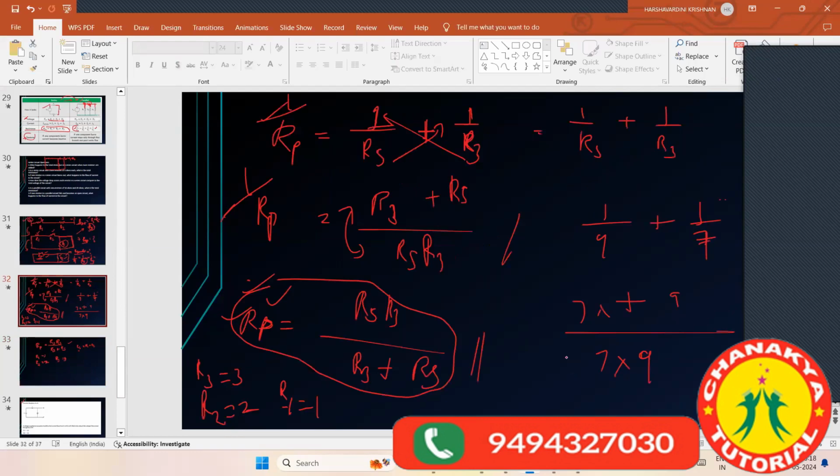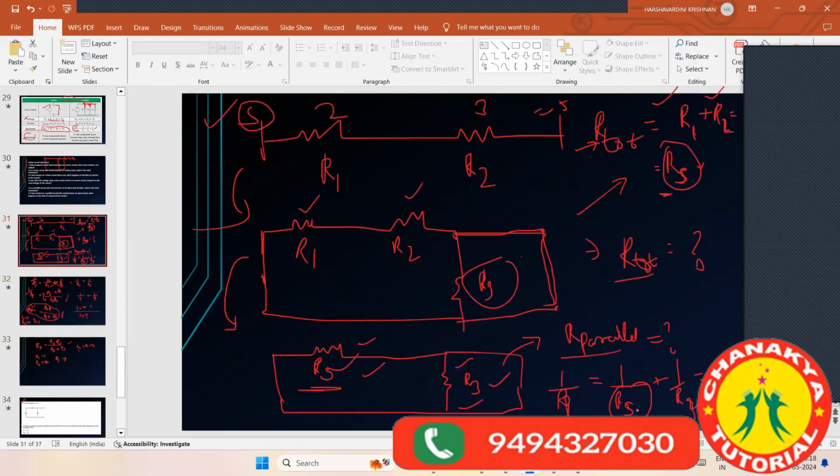The normal formula of R parallel is 1 by R parallel is equal to 1 by R1 plus 1 by R2 plus so on. But I am asking you to find R parallel, not 1 by R parallel. So 1 by R parallel is R3 plus RS by RS into R3. But R parallel is just the reciprocal of this, right? RS into R3 by R3 plus RS. Did you do the reciprocal? No, just 1 by RP.